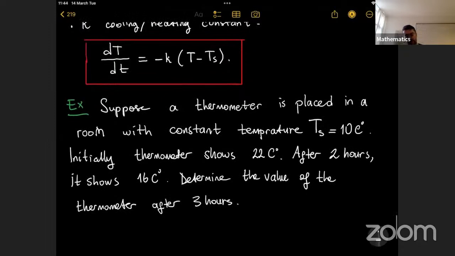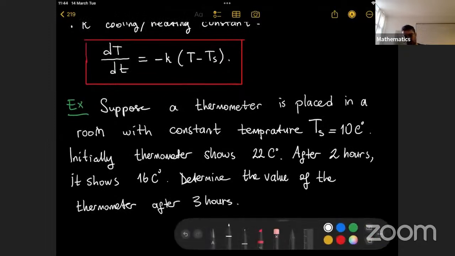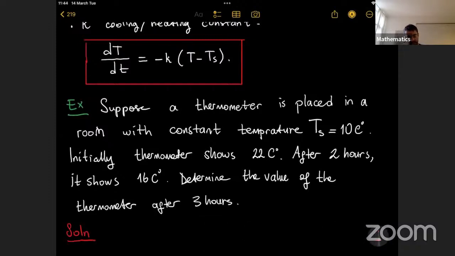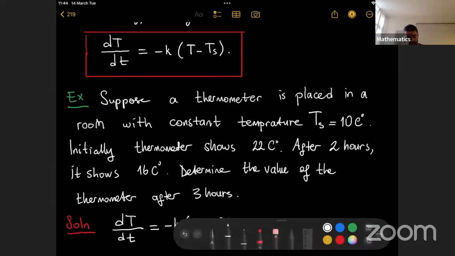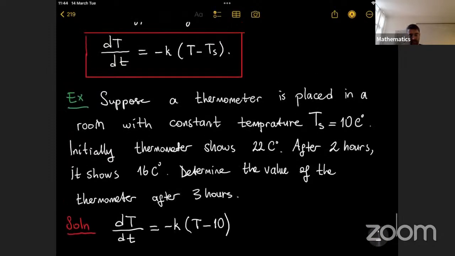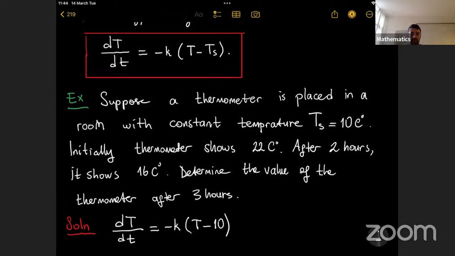Well, let's write the equation by using Newton's law of cooling, the differential equation. So it says basically dT over dt is equal to minus k times (T minus the surrounding temperature). The surrounding temperature is the room temperature, which is 10 Celsius, and it says it's constant. So let's put just 10 here. So this is the equation. We will try to solve it. We don't know k here.